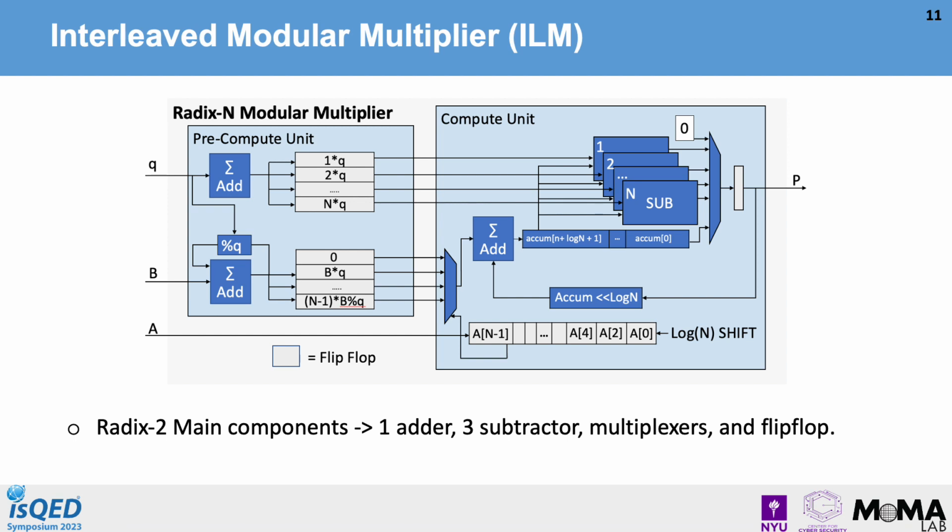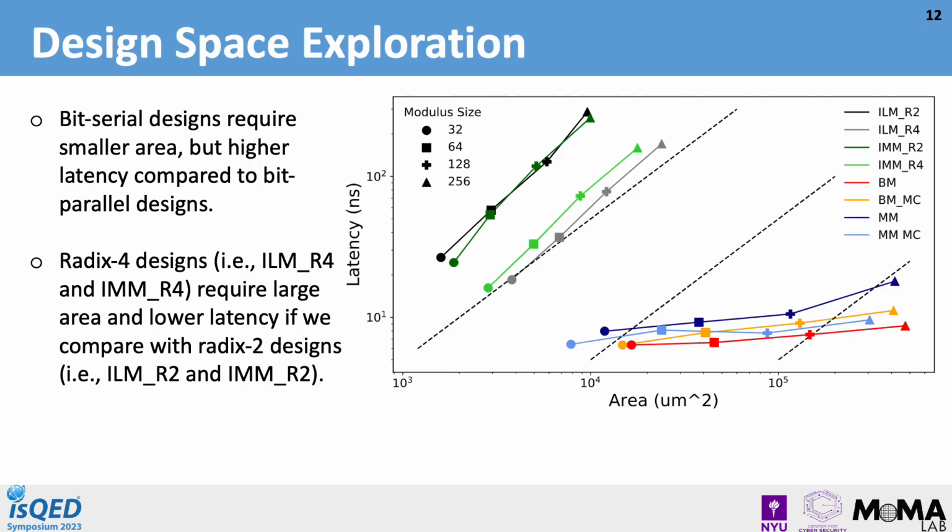For iterative Montgomery multiplier also, we have similar architecture where we divide it into pre-compute unit and compute unit. This figure shows area and latency of 8 different modular multipliers with different modular size. We use 22 nanometer TSMC technology node. Each design tries to achieve clock period of 250 picosecond. The dashed line over here shows the reference point where the area and latency increases linearly. We have color coded different variants, and for different modular size we have used different shapes.